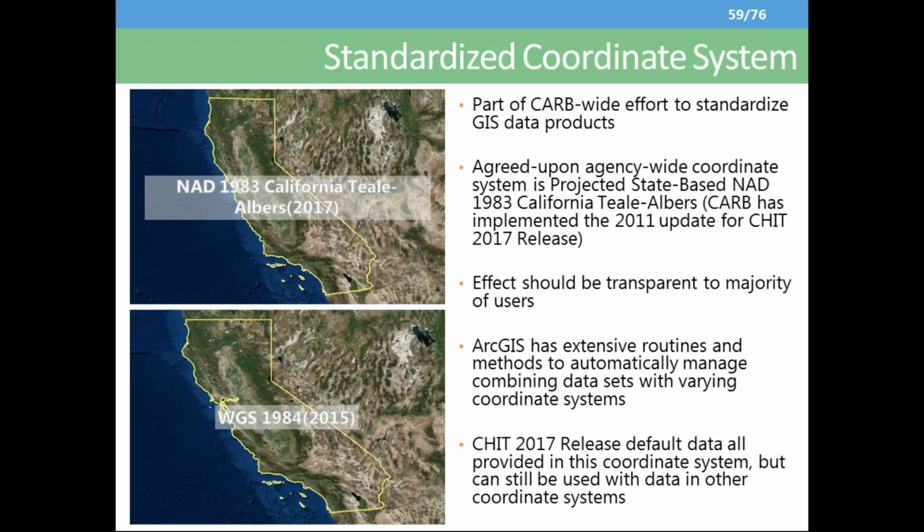But again, this is part of an agency-wide effort, so we're working with the rest of the agency to try and get our coordinate system on the same basis. So again, this is what all the standard input data from CHIT 2017 will be in. If you have your own data and it's in a different coordinate system, it's still going to work. Just know that if you're looking at ours, it's in this NAD 1983 Teale Albers. Okay, next.